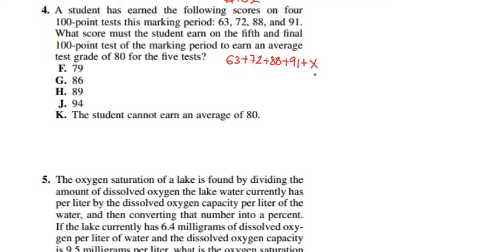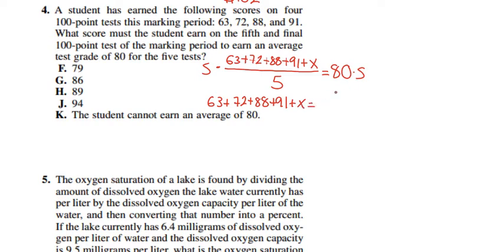If we're finding the average of 5 numbers, we're going to divide the total here by 5, and the average we want to be equal to 80. Our first step is going to be to multiply by 5 on each side. On the left side, we'll have 63 plus 72 plus 88 plus 91 plus x equals 80 times 5, which is 400. Here the 5 on the bottom and the 5 on top get canceled.